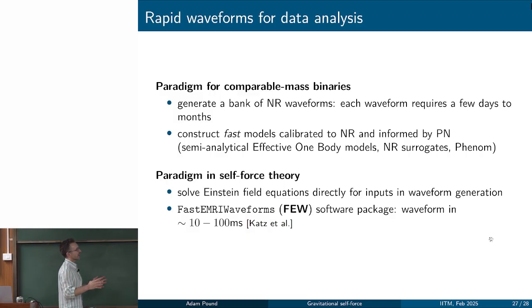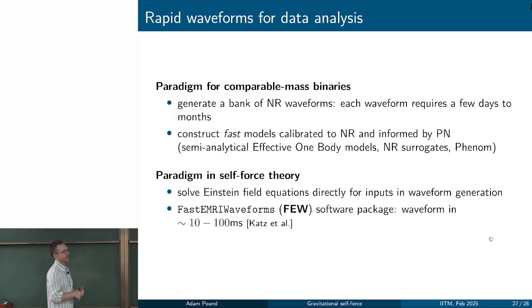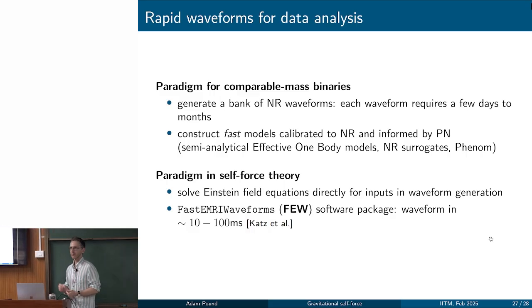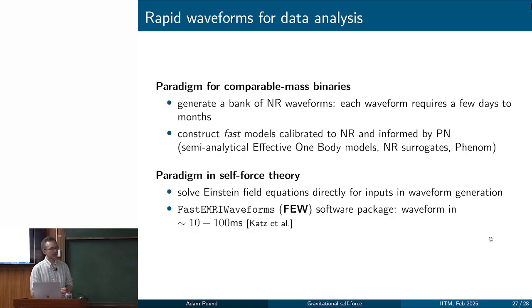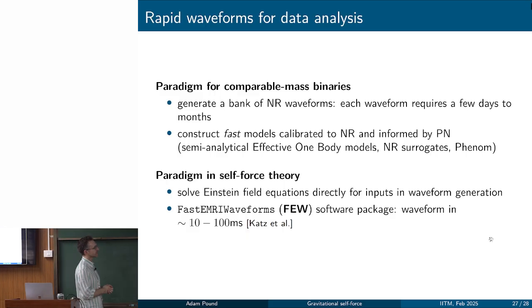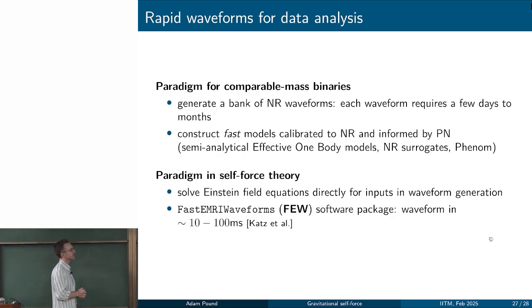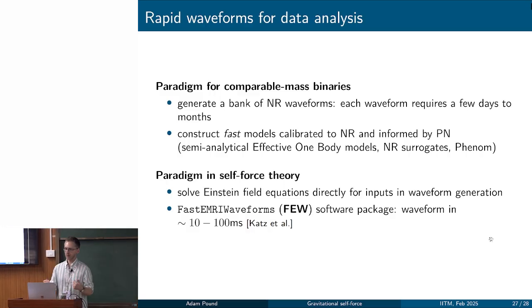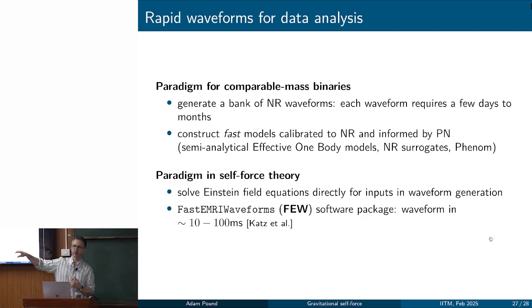It takes a long time to get these waveforms, but then you need a model that generates waveforms in a millisecond, like nothing. And so we construct fast models. Well, I don't, people do. Construct fast models that are informed by PN and calibrated to NR. They're just trying to reproduce NR as well as they can, as well as having the correct limit to PN in the weak field. And so those are the methods I mentioned: effective one-body models, NR surrogates, and phenom models.